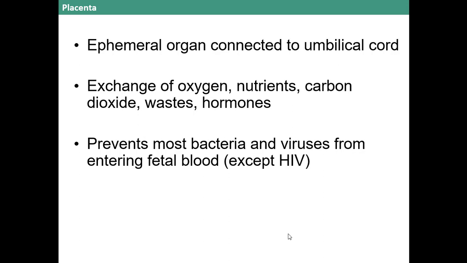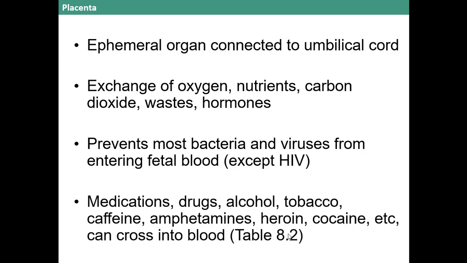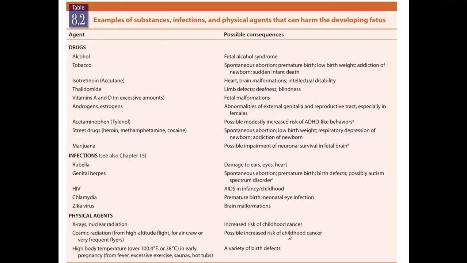In addition to some pathogens that can pass through, exogenous chemicals, medications, drugs, alcohol, tobacco, caffeine, amphetamines, heroin, cocaine, all of these agents can cross into the blood. Now, although we're not going to go into each and every one of these in great detail, this is indicative of the types of chemicals that could be introduced from the mother to the offspring. So during a pregnancy, especially early on, a woman should be very careful on what she enables to go into her body.